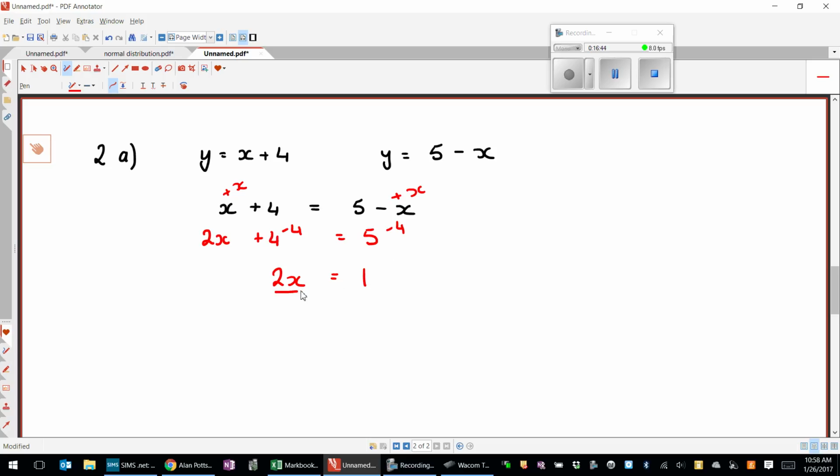Divide by 2 both sides. Gives me x equals, and I would leave it as a half. I mean, obviously this is a nice easy one. It's 0.5, but 1 over 2 is perfectly reasonable. If you ended up with a fraction that could be simplified, you'd maybe be expected to simplify it. But your calculator can simplify fractions quite a bit, if necessary.